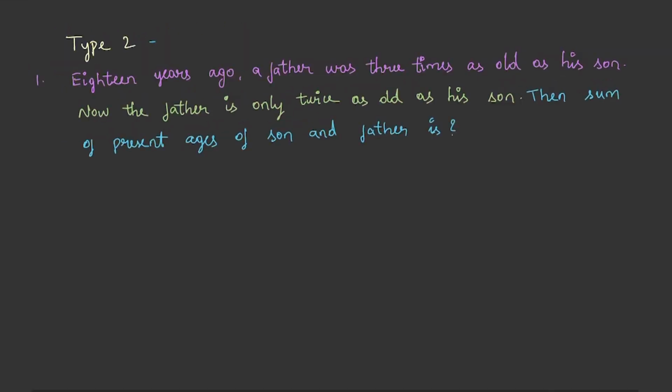Next, type 2. 18 years ago, a father was 3 times as old as his son. Now the father is only twice as old as his son. Then the sum of present ages of son and father is. Here we can see some relation data is given between a father and his son. In other cases, it might be between a grandmother and her daughter, and so on. Let's name this type of question as relationship data problems.